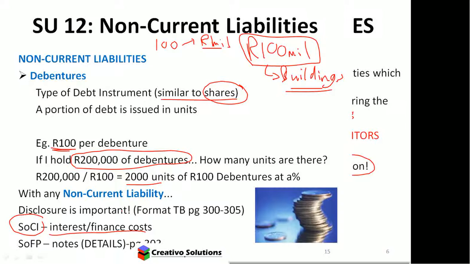Okay, statement of financial position, its notes, its detail. We need to show our debentures there. We need to disclose it to our users.